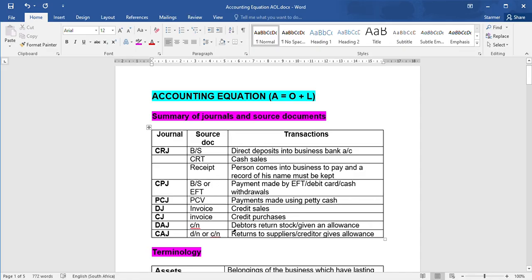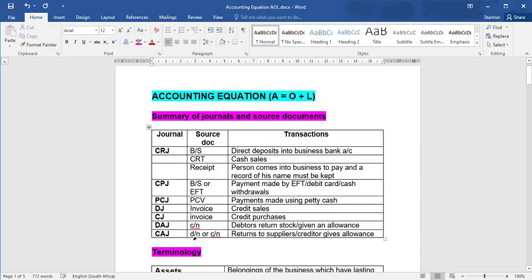Sometimes the debtors return stock, or for whatever reason we give them an allowance. If that takes place, you're going to record it in the debtors allowances journal, and your document for that is a credit note. And then if we return goods to our suppliers, or our creditor gives us an allowance, that gets recorded in the creditors allowances journal, and your source document for that is either a debit note or a credit note.